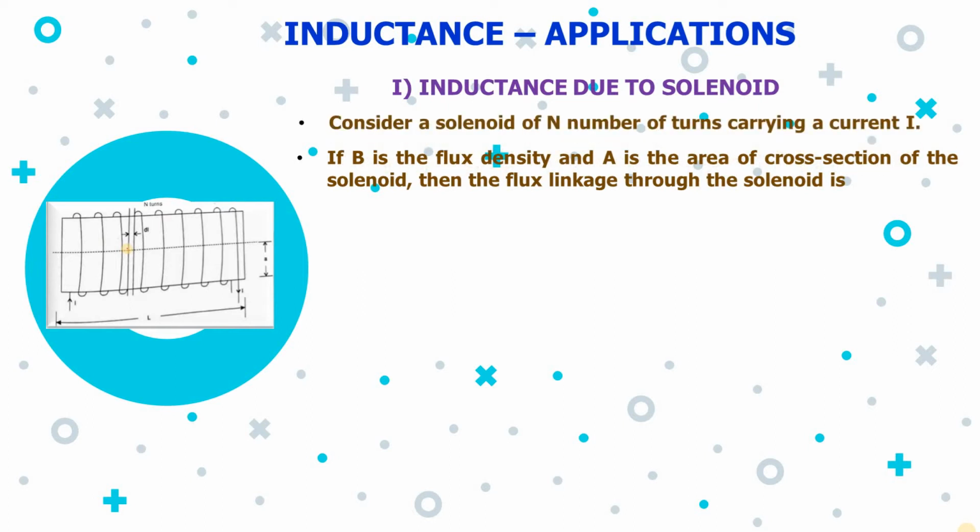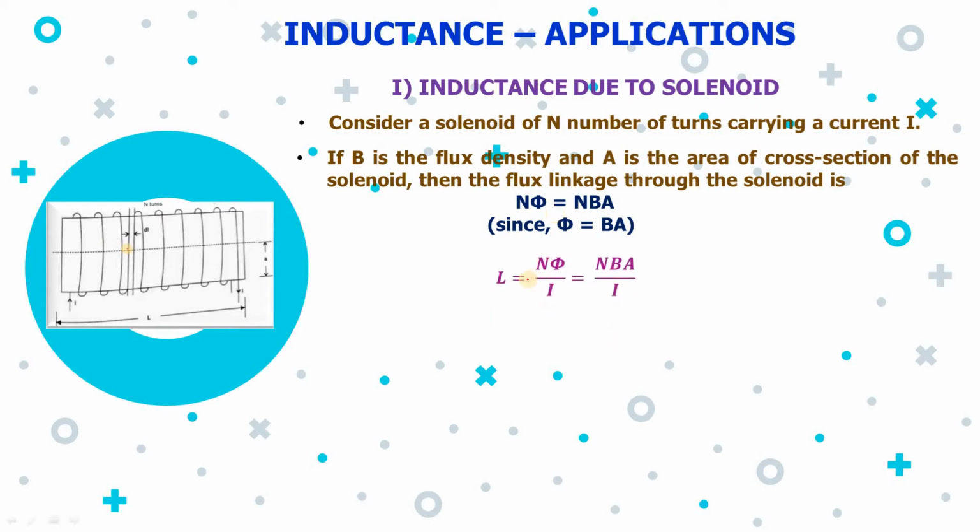Consider a solenoid of N number of turns carrying a current I. If B is the flux density and A is the area of cross section, then the flux linkage through the solenoid is given by, you know very well, phi is equal to B into A. Therefore N phi is equal to N into B into A.